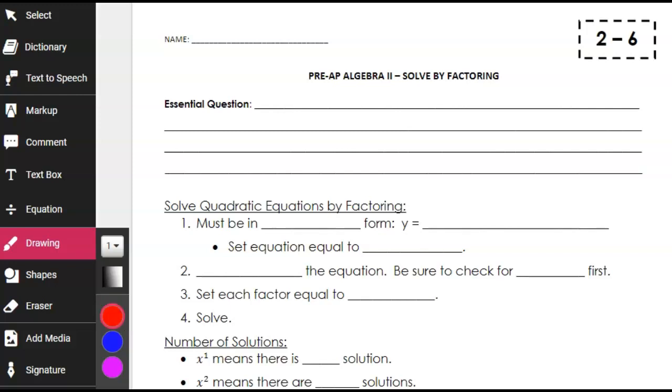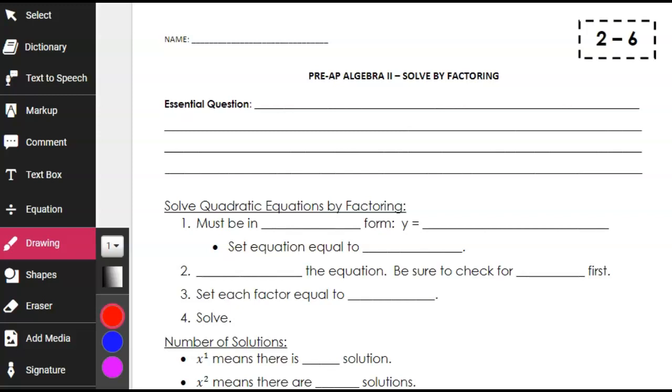Hi guys. Today is the first day in Algebra 2 that we're not going to learn a new type of factoring, but we're going to actually put it to use today. So the topic is to solve by factoring. Our essential question is, how do we solve a quadratic or cubic equation by factoring?